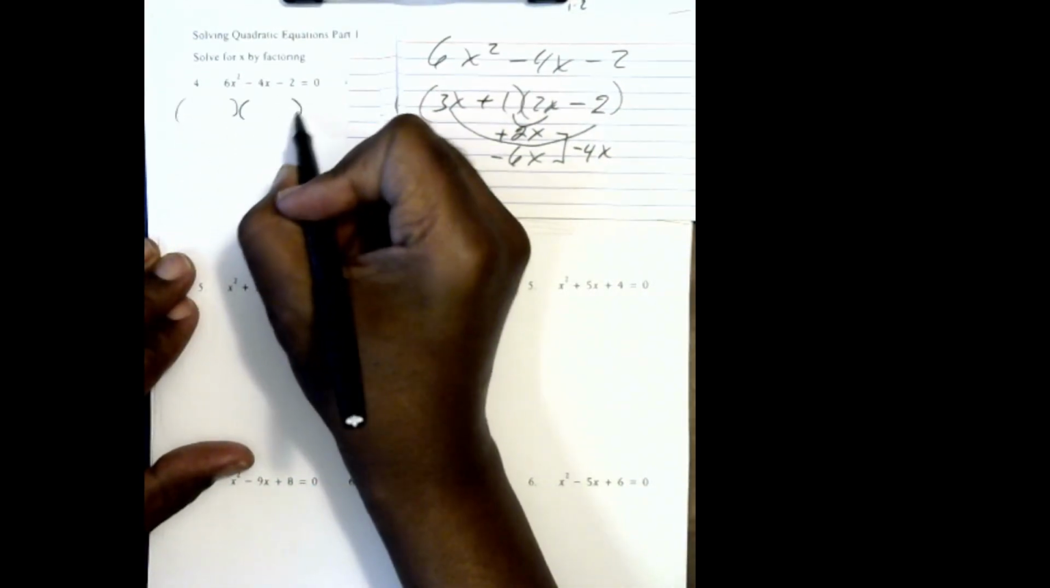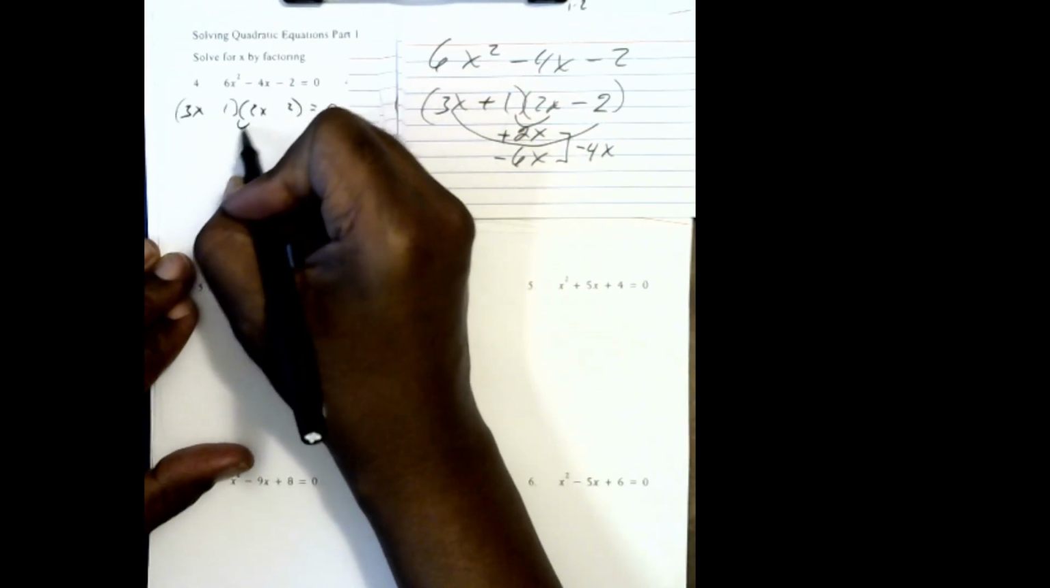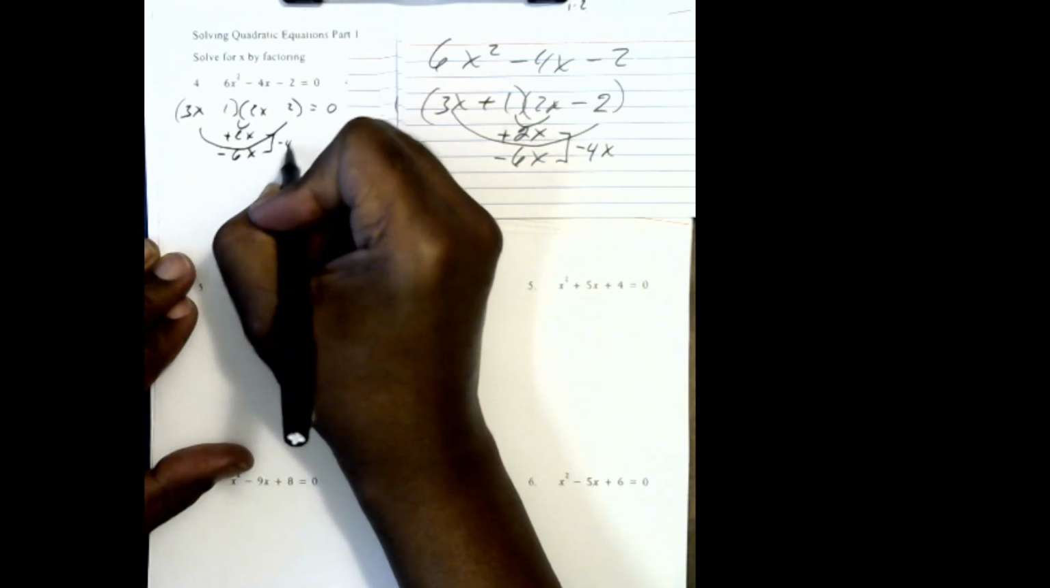So this factors into two binomials, equals 0. We know this is going to be a 3x times a 2x, and we're going to be 1 times 2, which gives us 2x, and this will give us 6x. Different signs will get negative and plus, and it gives us negative 4x. All right, so that'll be a positive first and then a negative.